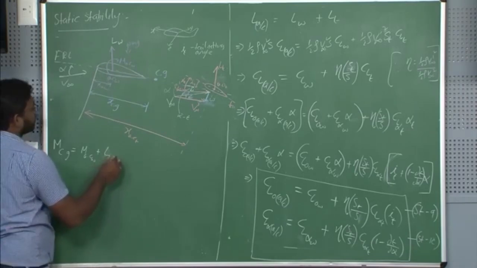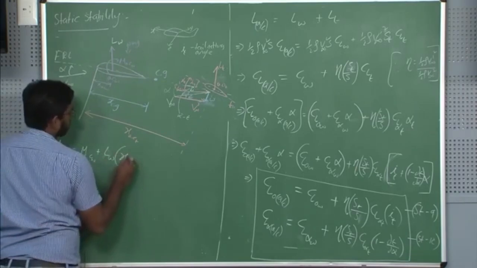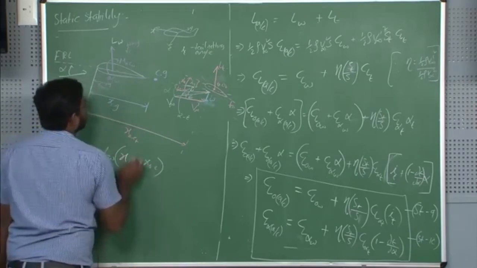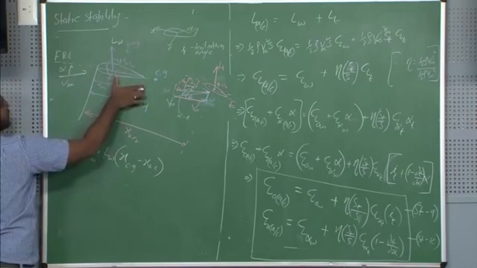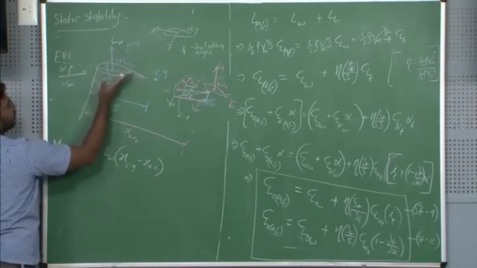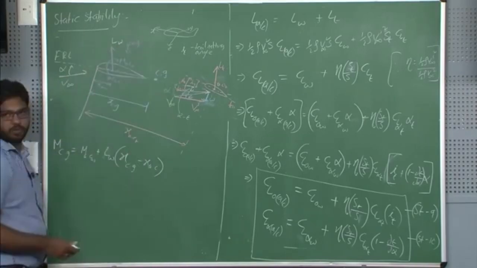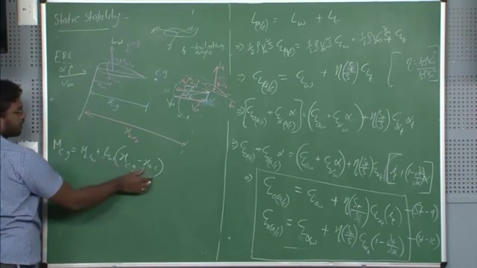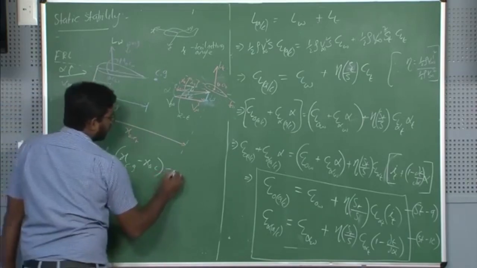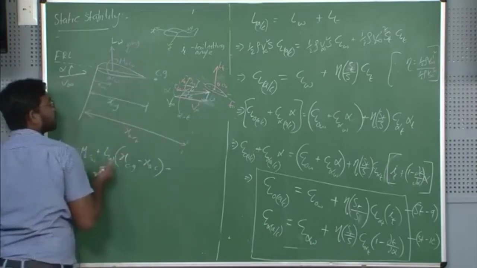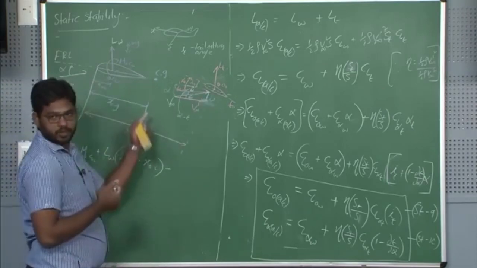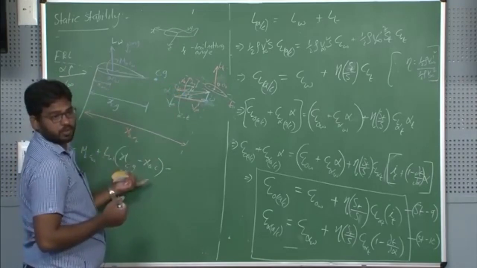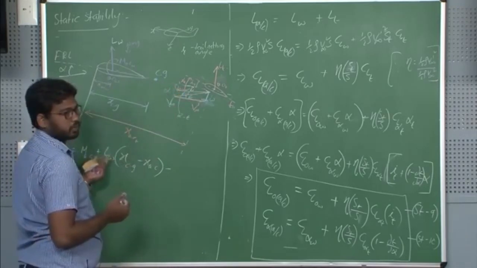So lift of wing into x bar CG minus x AC. Because the CG is behind the aerodynamic center here, the lift contributes towards positive moment, right, pitch up moment. So, lift of wing into x CG minus x AC. Minus, why minus? Because the lift of the tail is behind the CG in this case, right. So, the force into moment arm here contributes towards the negative moment, right.